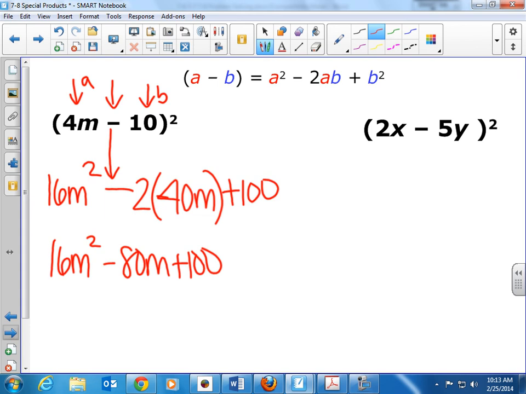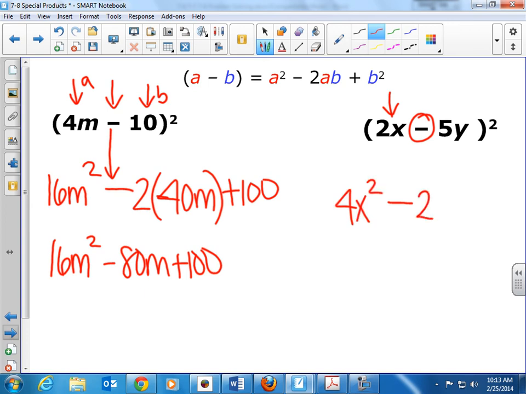One more here. 2x minus 5y squared. So I have the subtraction sign in the middle, so I know I'm going to have subtraction before my middle term. I take my first term, the a value, and I square it. 2x, that quantity squared gives me 4x squared. Then I have my subtraction.